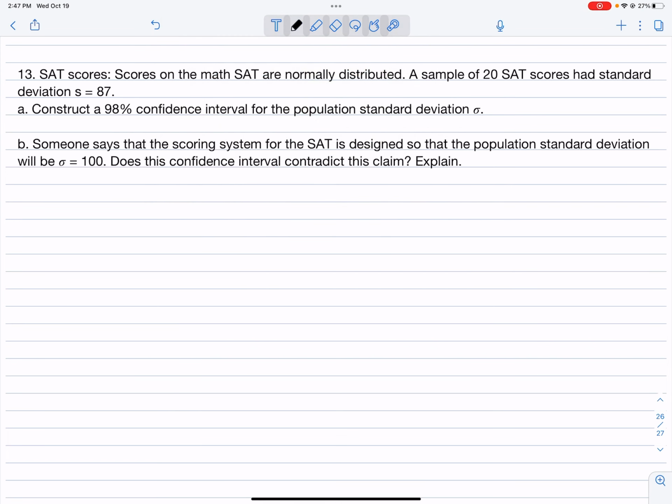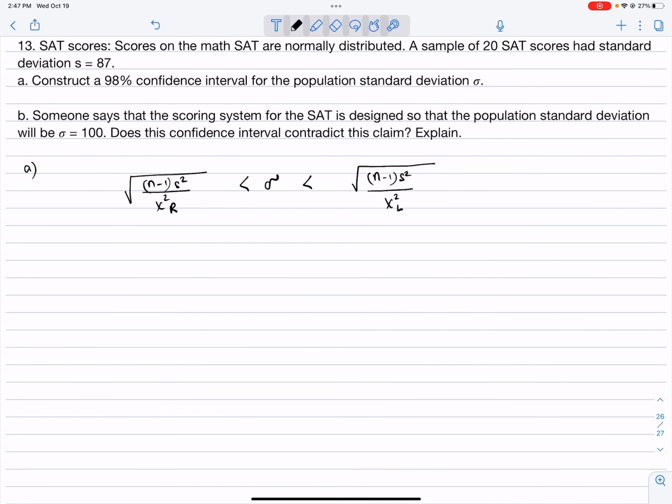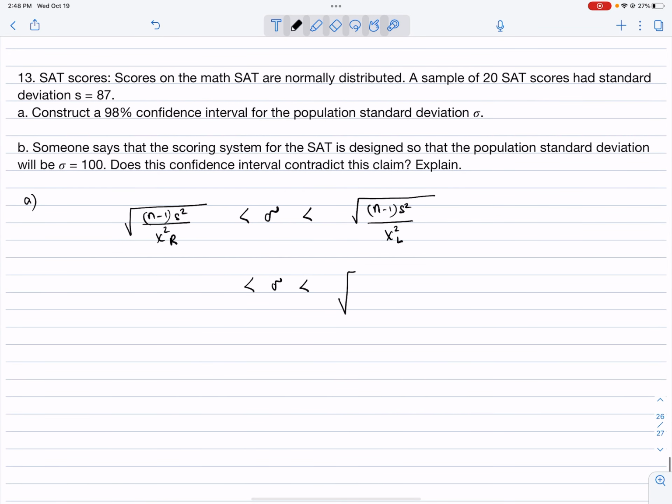So from the section we learned, we have the formula to construct a confidence interval for population standard deviation. So we have (n minus 1) times s squared divided by chi squared left, and (n minus 1) times s squared divided by chi squared right. So we now just plug in the numbers first.